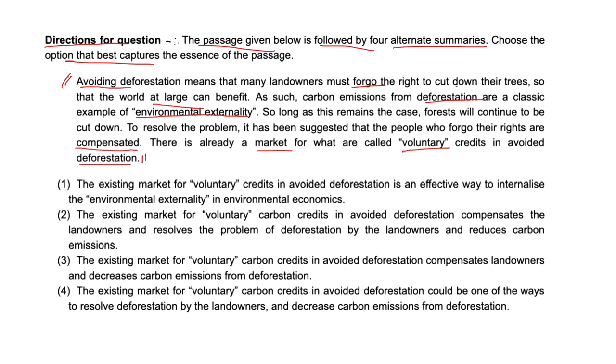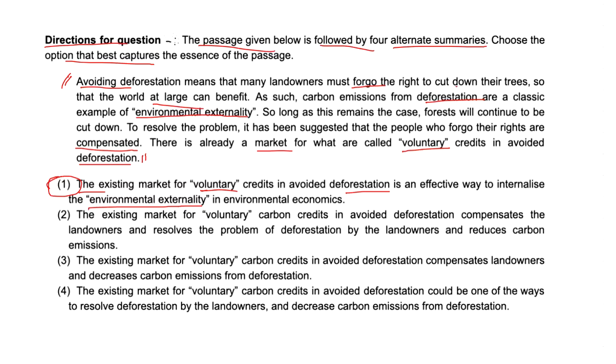On the basis of the text, we have 4 options here. Let's look into the first option, and analyze how options 1, 2, 3, 4 are different from one another, and which one is the most appropriate summary out of them. The first one says the existing market for voluntary credits in avoided deforestation is an effective way to internalize the environmental externality in environmental economics.